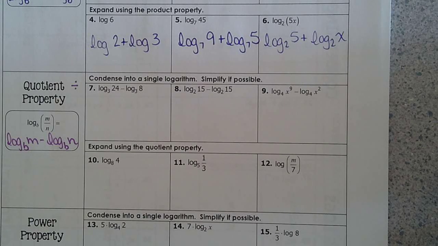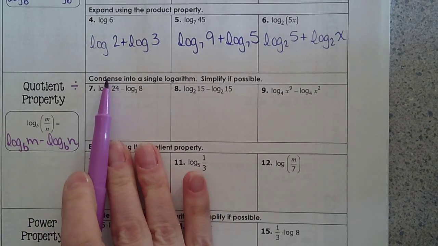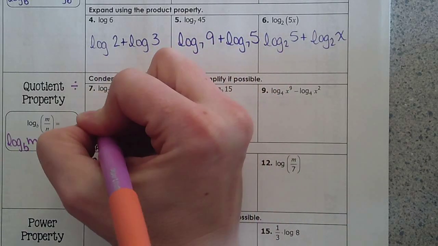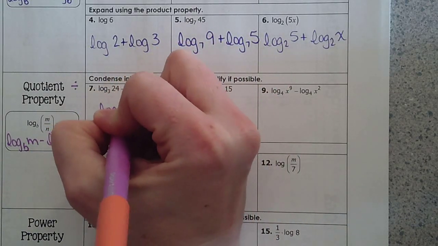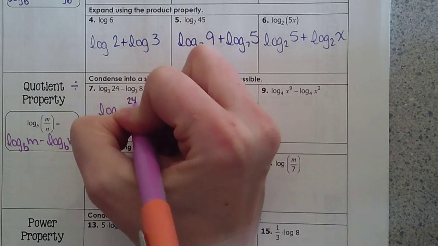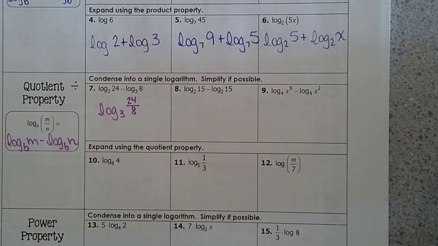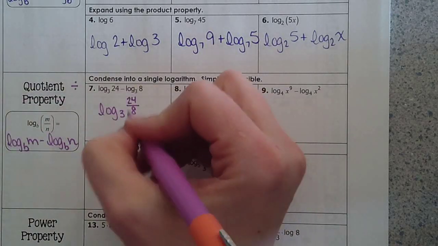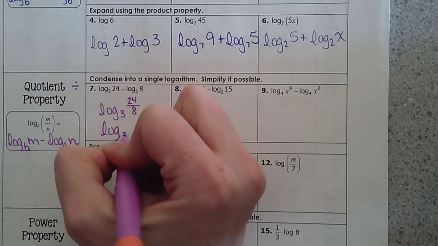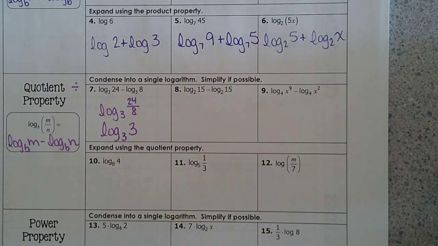Okay, so we're going to start by condensing. Condensing means turn this into one term. So both of my terms here are log base 3. I'm going to divide my numerator by my denominator. 24 divided by 8 is 3. Log base 3 of 3. And it's not asking us to evaluate this, but what would that have to equal?